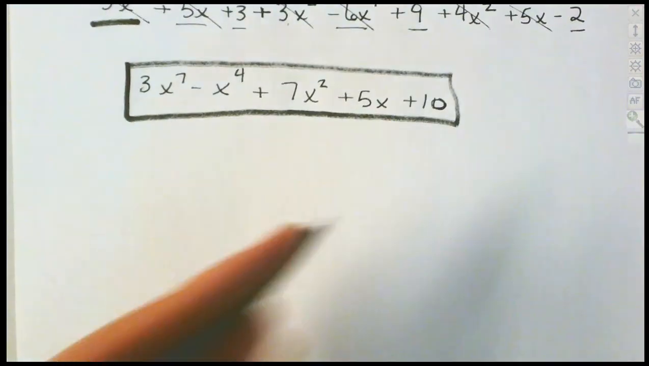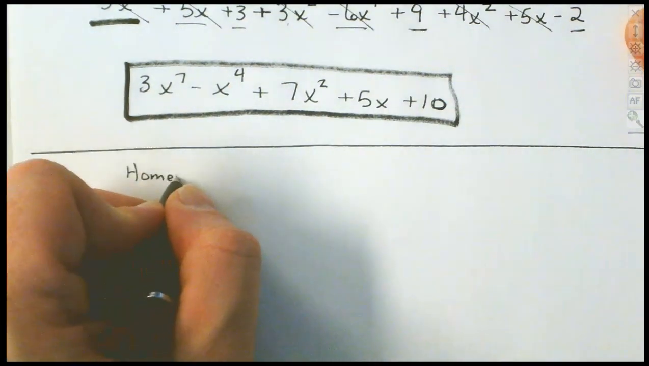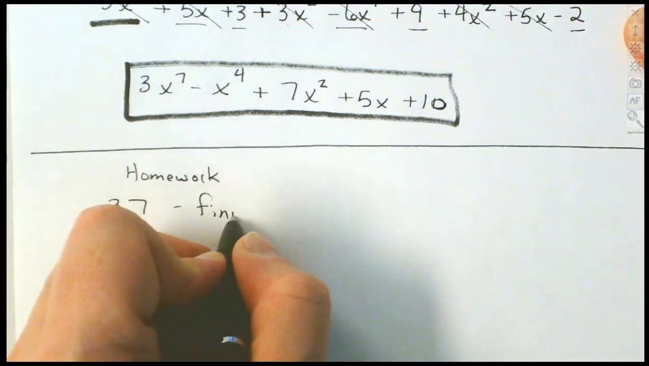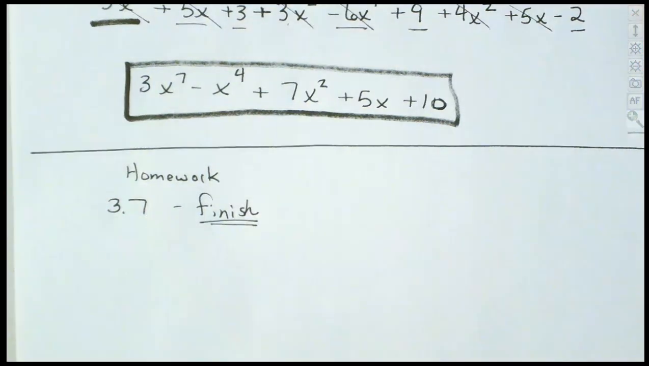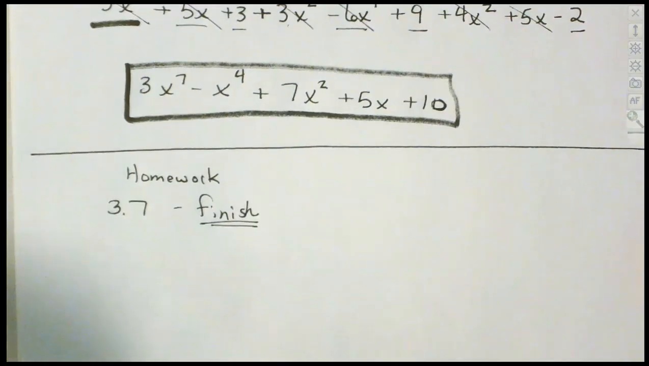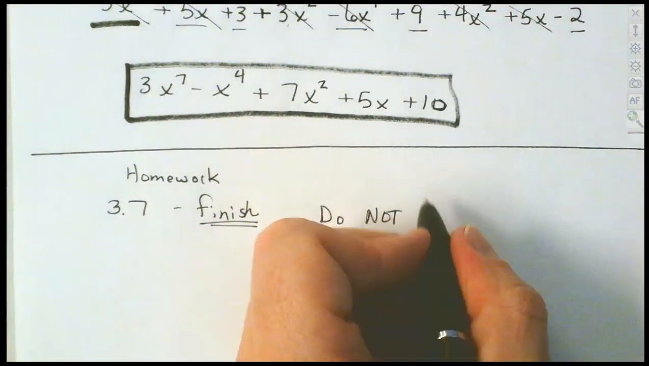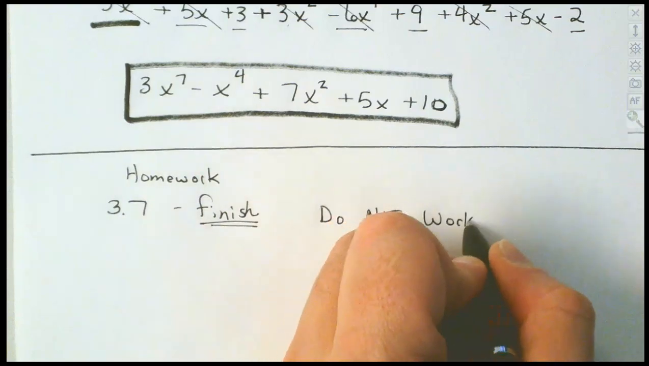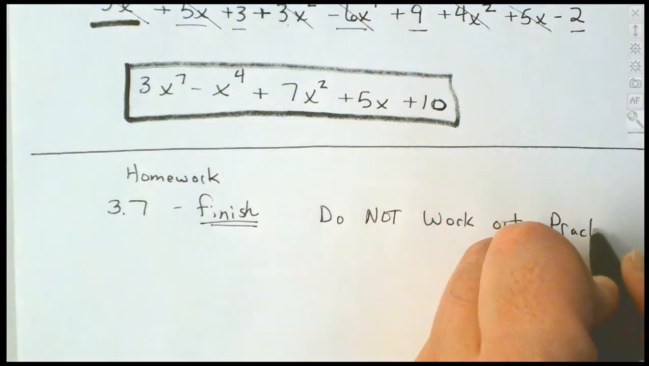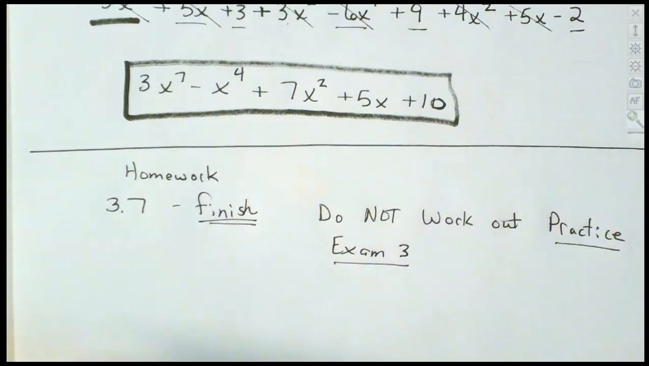So let's now go ahead and quickly talk about our homework for next week. So what's your homework? Well, your homework is going to be 3.7, and you should be able to finish that out. Okay, you should be able to finish out 3.7, and there's no exam. So don't worry about that practice exam. So do not do the practice exam. Do not bother working out practice exam 3.